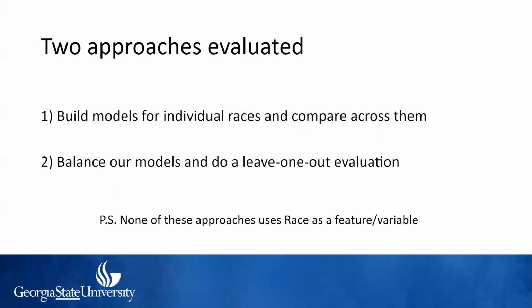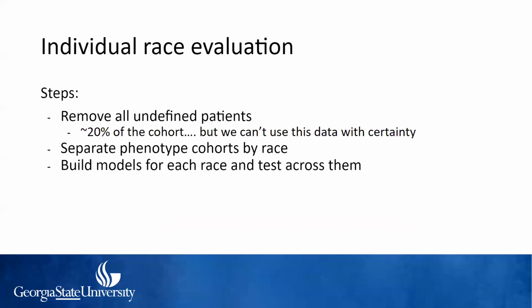So let's get to the good stuff. We evaluated 2 different approaches. We build models for individual races and compare against them, and we balance our models and do a leave one out evaluation. The most important thing to know here is that for none of these approaches was race used as a feature or variable. So this is completely unseen by the algorithm.